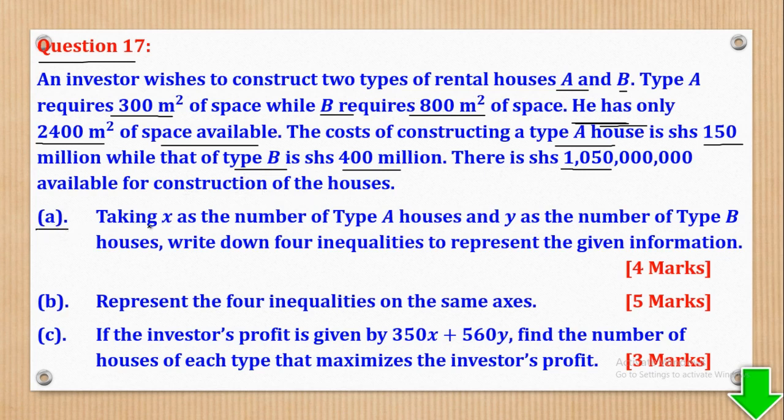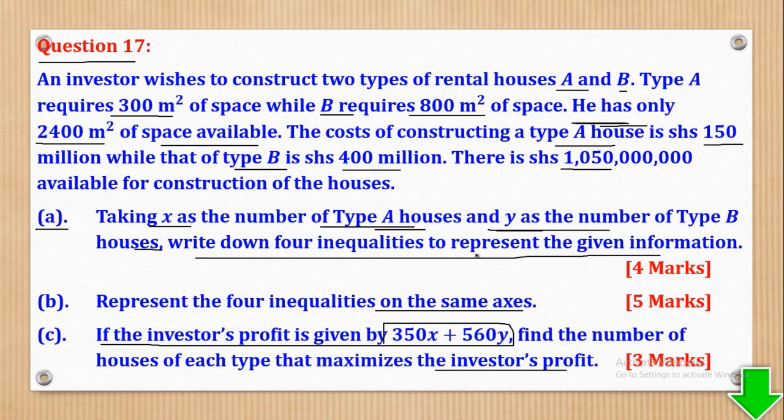Part A, taking x as the number of type A houses and y as the number of type B houses, write down four inequalities representing the given information. Then part B, represent the four inequalities on the same axis. And part C, if the investor's profit is given by 350x plus 560y, find the number of houses of each type that maximizes the investor's profit. So we shall start with part A, which says taking x to be the number of type A houses and y to be the number of type B houses, write down four inequalities to represent the given information.